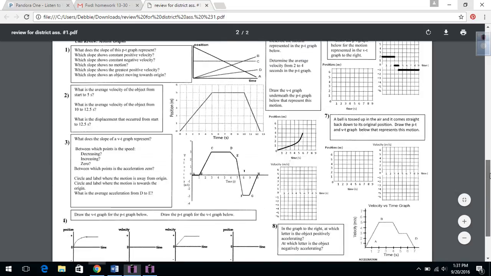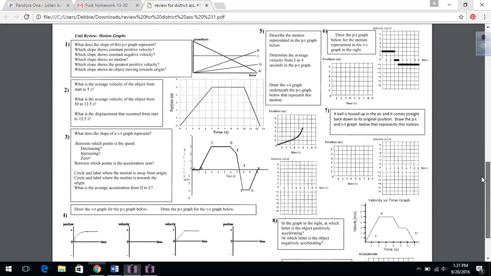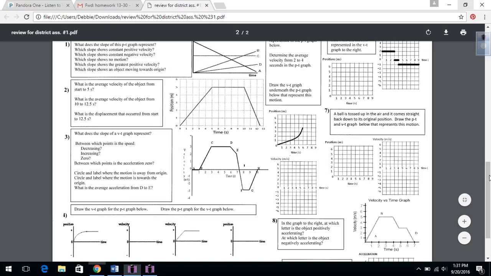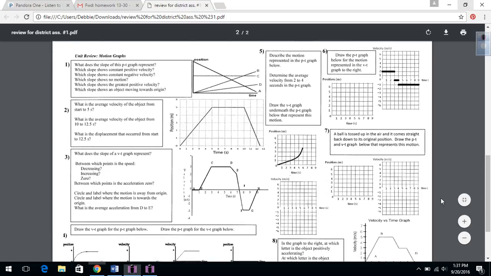All right. Then we want to go here. Describe the motion represented in the P versus T graph below. I guess this is it right here. So you need to talk about that has a constant speed, then it accelerates. Determine the average velocity from 2 to 4. So take the slope of the line.